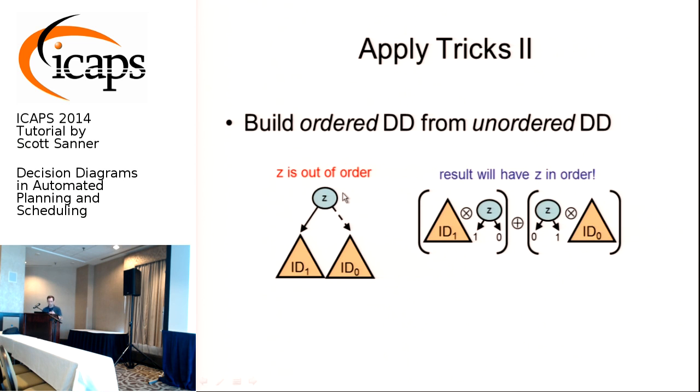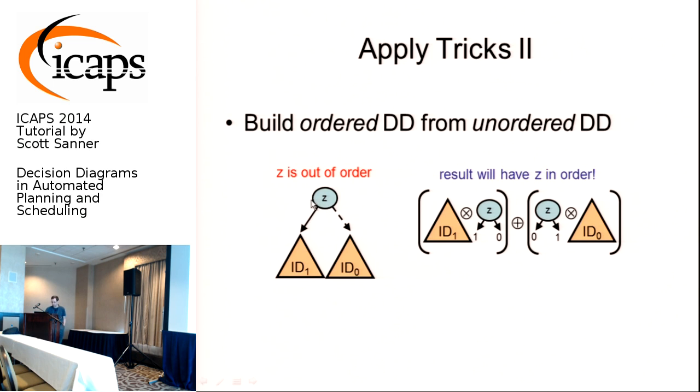So at some point, I'm at level z in the variable ordering, and z has true branch ID 1 and false branch ID 0. But I hypothesize that z may be out of order. Maybe there are some variables x and y that should occur before z in the ordering. Just with apply, how do I reorder this diagram? How do I get z in the right order? The result of this operation is in the right order, and it is equivalent to this one.